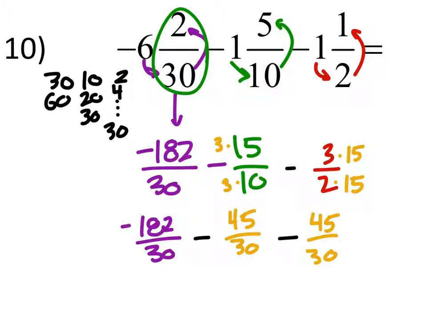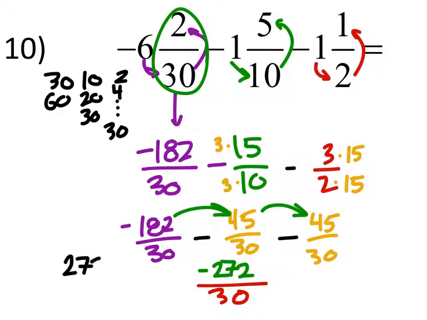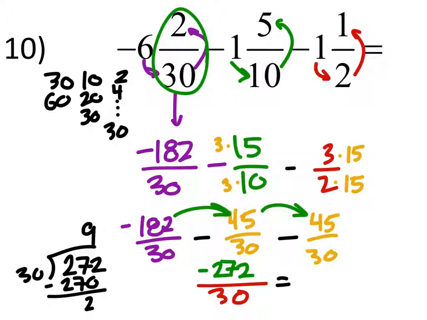All right, when I combine these, I should still have 30ths. And in a calculator, we could do this straight across. Negative 182 minus 45 minus 45 should give us negative 272. Again, a calculator should give us that pretty quick. And I'll just divide these, 272 divided by 30. That should do it 9 times. That gives us 270 with a remainder of 2. So this ends up being negative 9 and 2/30.